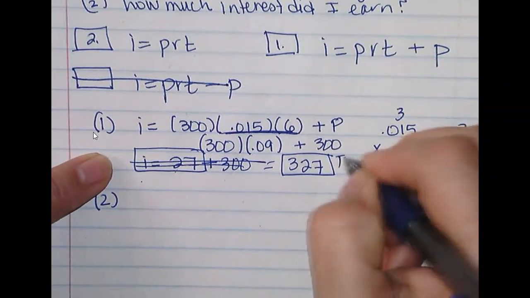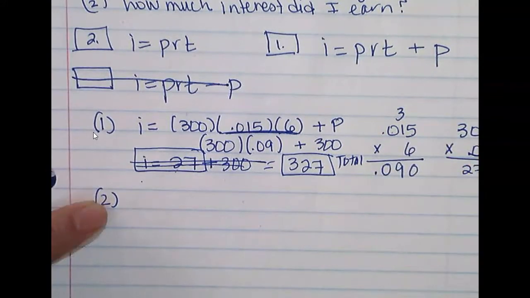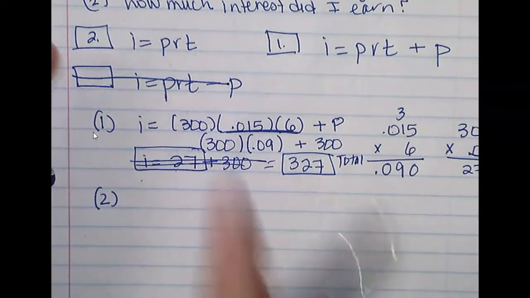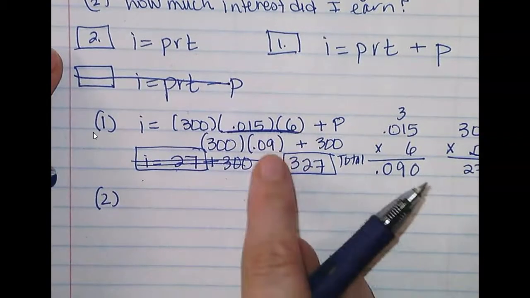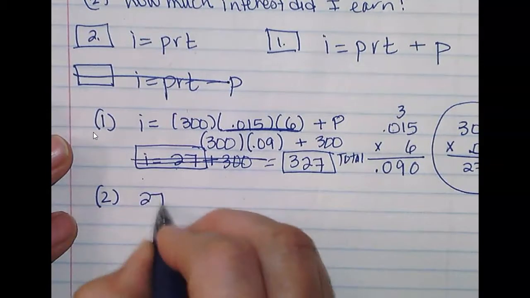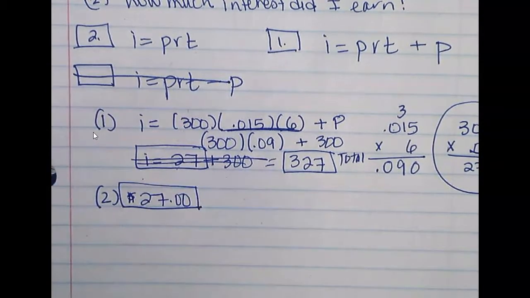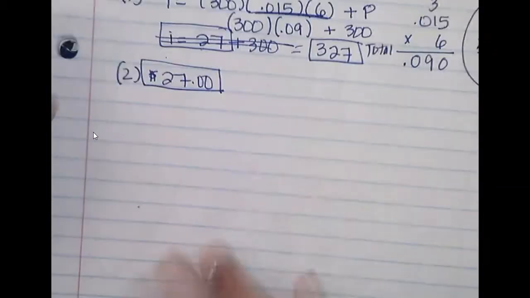By the way, that's total. I might as well write it. Part 2 said how much interest did I earn. I actually already did that one. So that's going to be this piece right here. So this answer is interest, $27. If you're struggling with this, you're struggling with multiplying. Let's do compound.